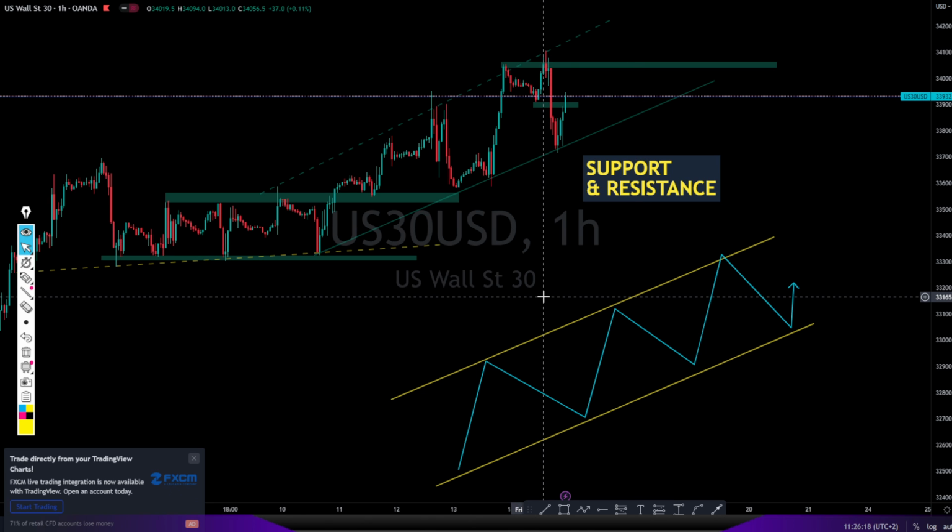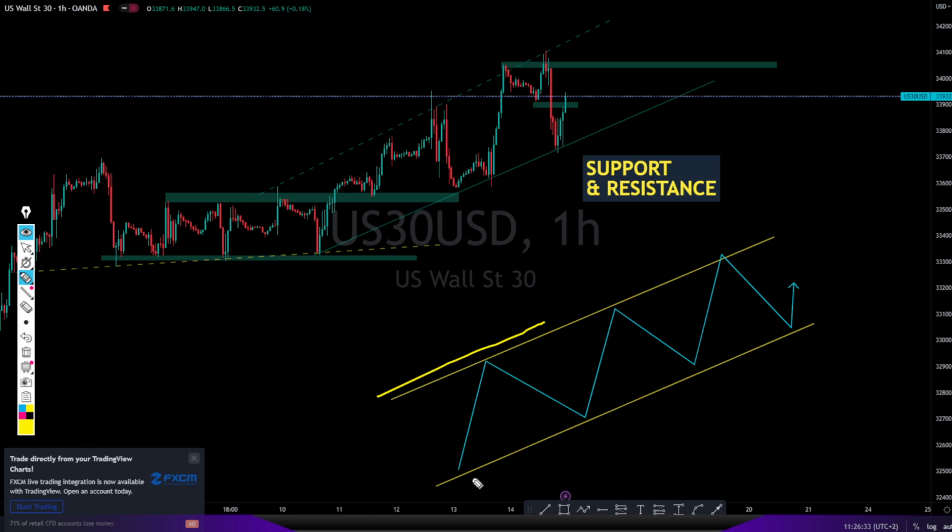So let me go back to that, because I don't really want to make this video very long. Resistance and support levels can be identified on charts using various methods, such as trend lines. I already showed you with the trend lines, which this is a trend line, this is a trend line.